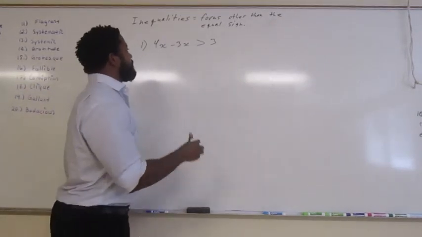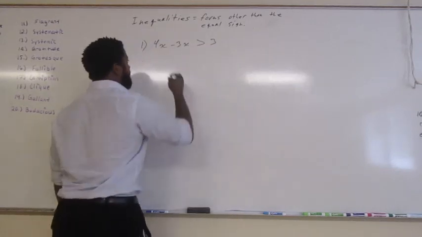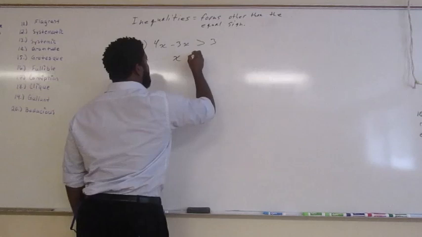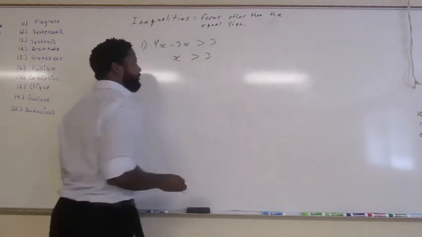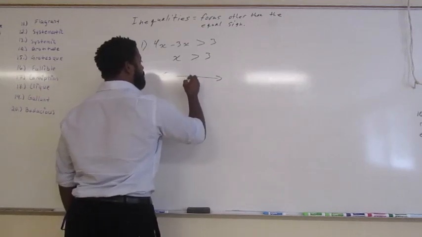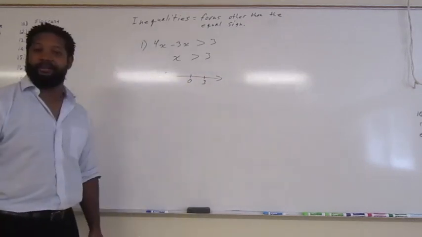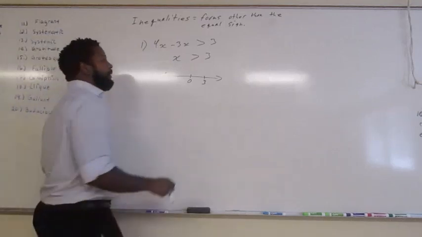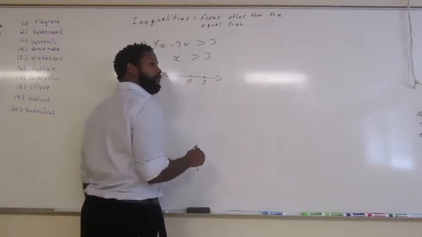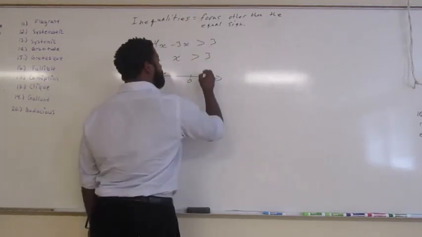So looking at this, what's 4x minus 3x? 1x. So x is greater than 3. What does that mean? Well, that means on that number line, you have 3 right here, because that's a +3, right? So you go from 3, circle. What kind of circle is above it? Is it open or closed? Open. So it's just a regular circle.